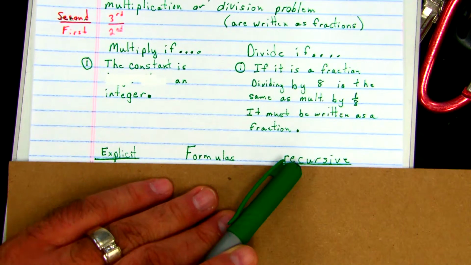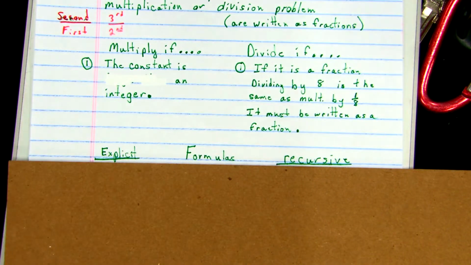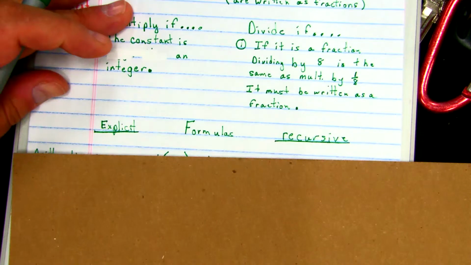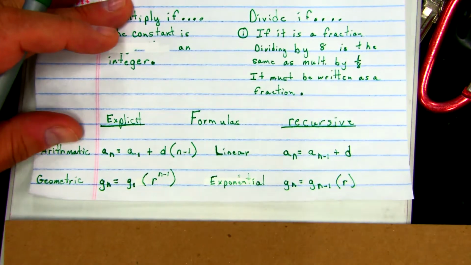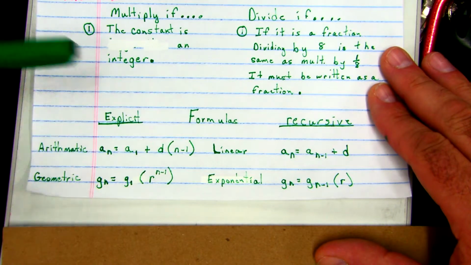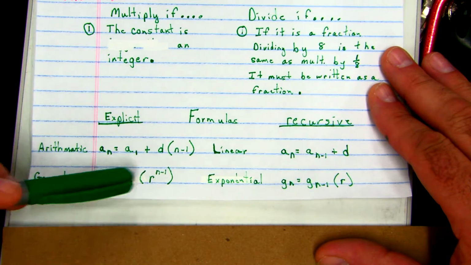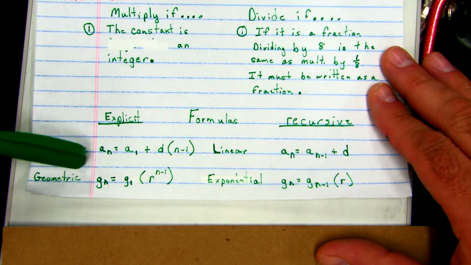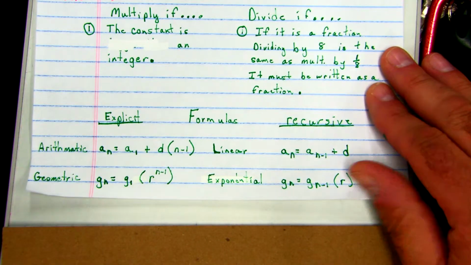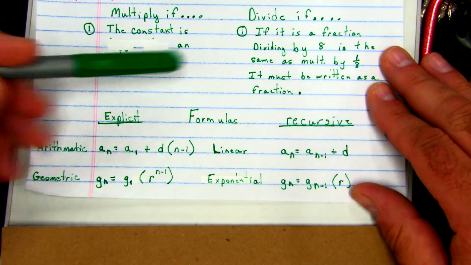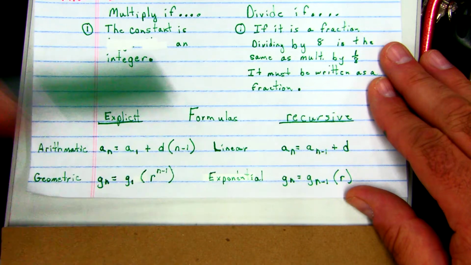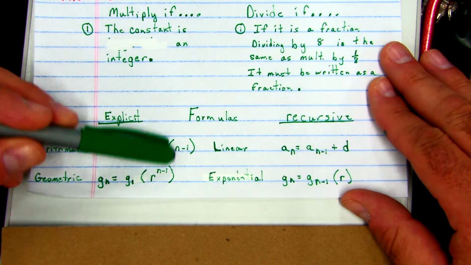The thing you're going to have to know is what the letters stand for. You also have to know which one's arithmetic and which one's geometric. They're not going to tell you, but you should be able to tell by the letters. Obviously, arithmetic starts with an A and geometric starts with G. You will also know that these formulas are linear and exponential because this one has an exponent.